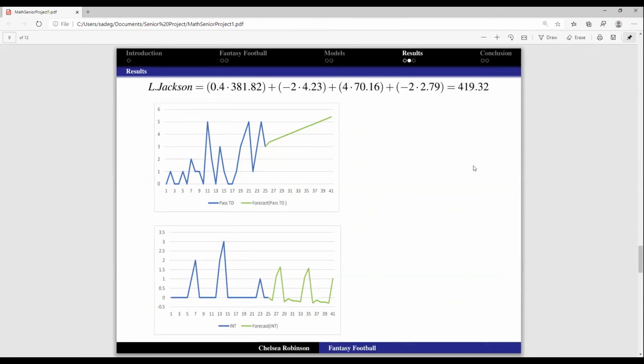And this graph, the first graph, shows his historical points, and then it shows the forecast of how many touchdowns he's predicted to make in the next season. An average of 70.16, that's how many passing touchdowns he's predicted to make. And I also show in the graph how many interceptions he's predicted to throw. And it's basically kind of like 0, 1, back and forth.